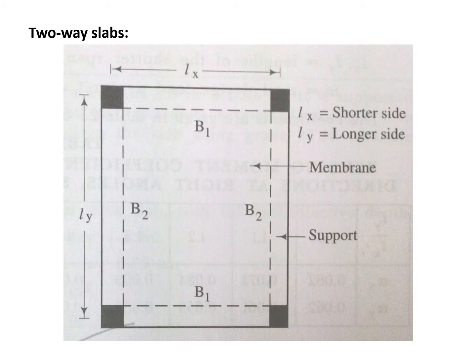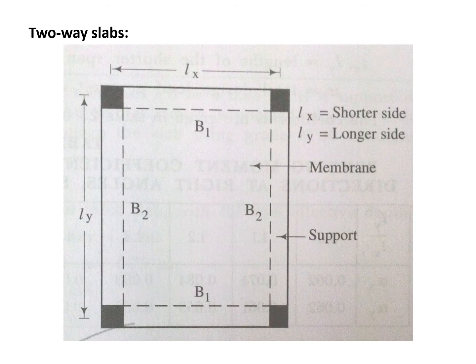Hello, this is a video on two-way slab. Now, what is a two-way slab? We already discussed: Ly by Lx should be less than 2. Understand that Lx is the shorter side and Ly is the longer side. It is not related to the x and y axis.